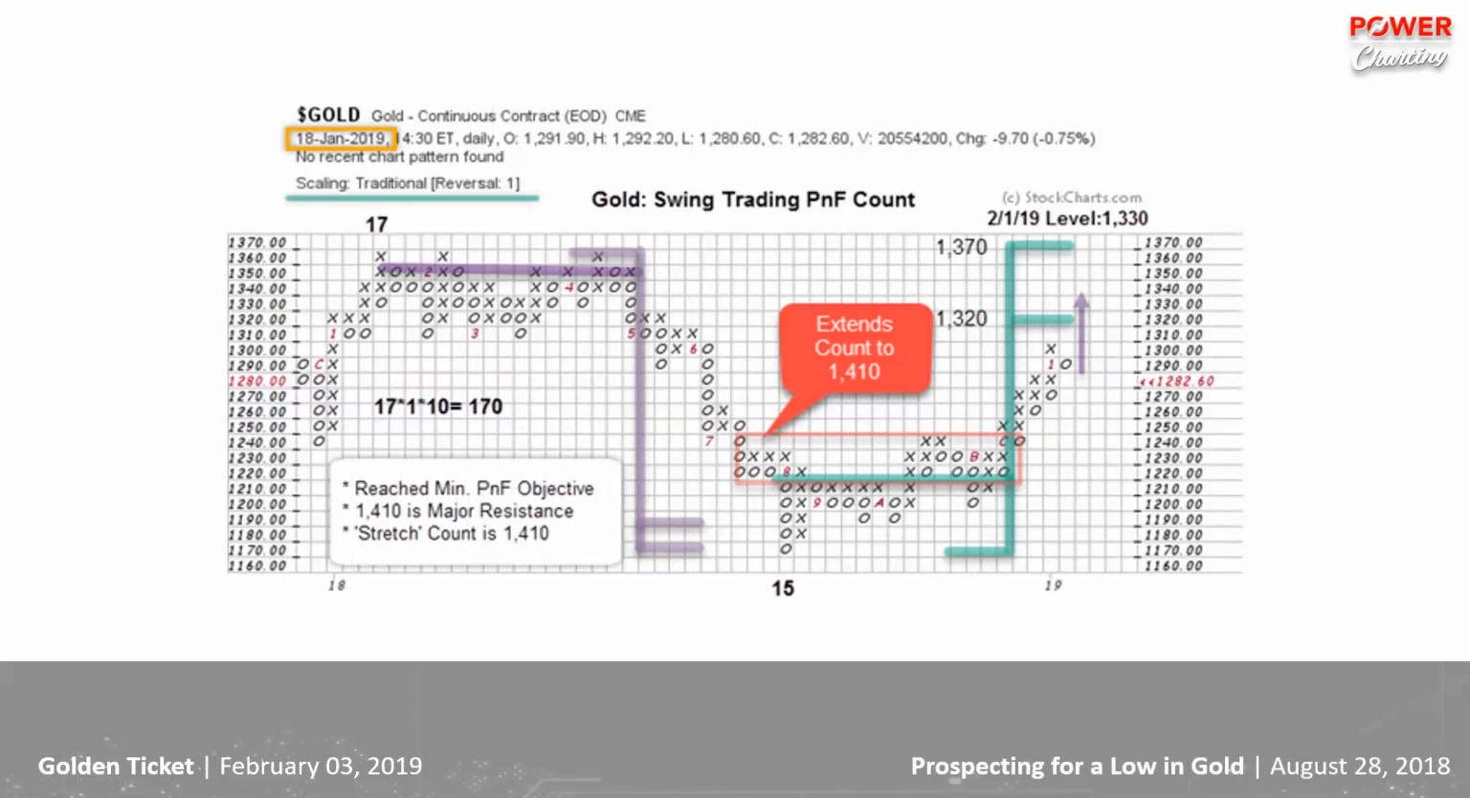Here we have a point and figure chart that we published back on August 28th of this important distribution area, and then also this important accumulation area, which gave us a count up to 1370, 1320. We went to 1350, and then we started that backing up action that we just looked at. And so there's a very large reaccumulation area and also resistance up at 1410 we'd love to get to show that the gold market is strong here.